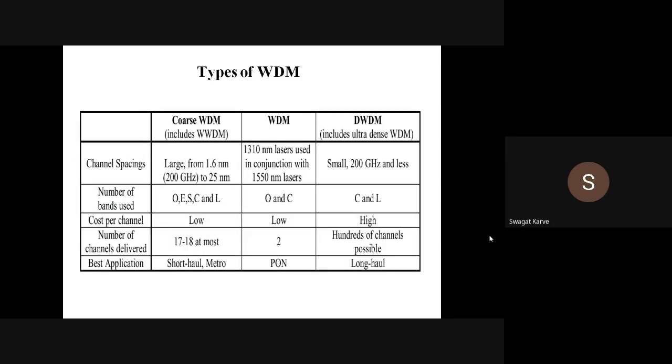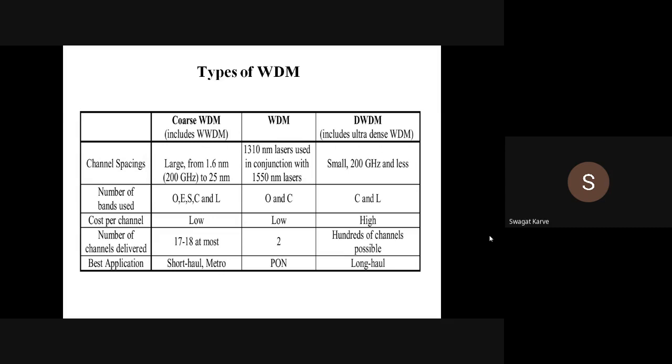Now these are the types of WDM. First you have coarse WDM, known as CWDM. Then you have WDM, and third you have DWDM, dense wavelength division multiplexing. For each type of WDM, there are particular figures related to each factor. What will be the channel spacing? For CWDM, it is 1.6 nanometer to 25 nanometer. That means the distance between two different channels is 1.6 nanometer to 25 nanometer.